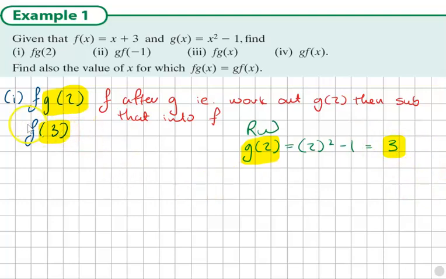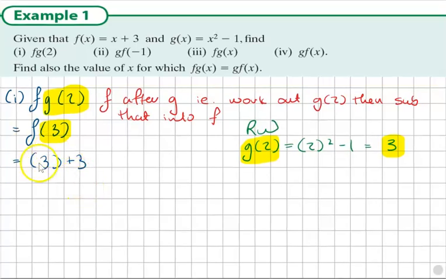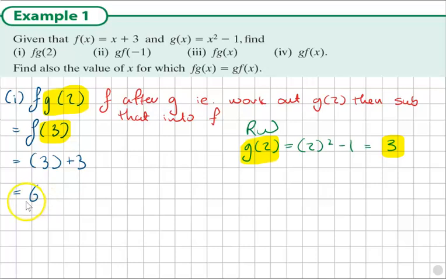Now we need to work out f of 3. So we go to our function f of x, which is x plus 3. We swap that x for 3. So we have 3 plus 3, which is 6. So f after g of 2 gives us 6.